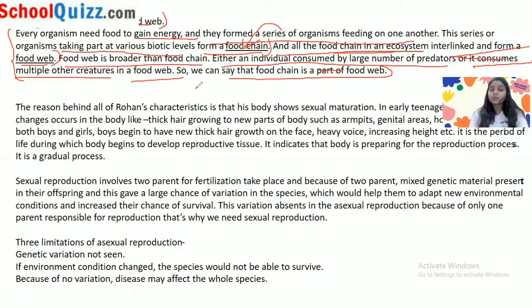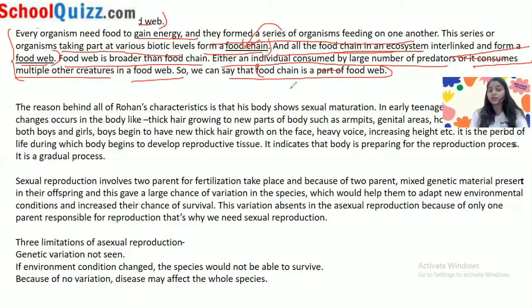See, in a food web, there are many types of food chains, and every predator or consumer consumes multiple organisms. So there are many food chains, and all the food chains are interlinked with one another, and this is how we can say that the food chain is a part of the food web.